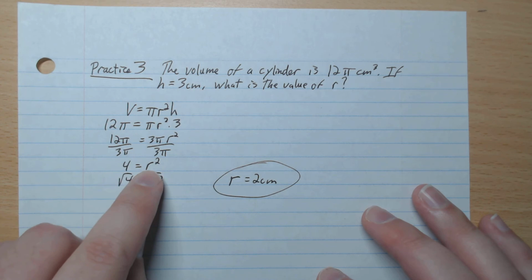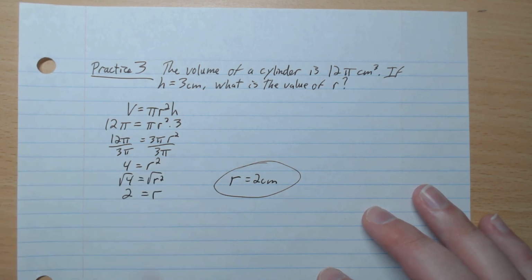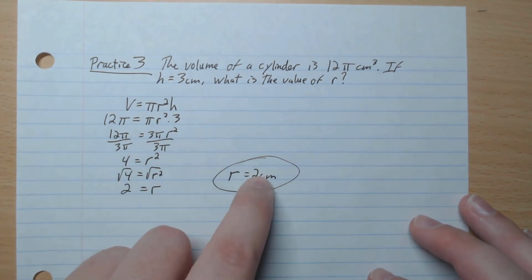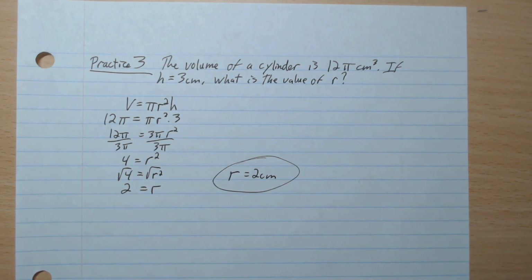This gives 4 equals r squared. Square root both sides, and we get r equals 2 as the value of the radius. And that's it.